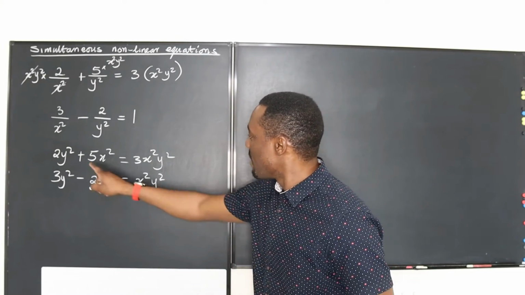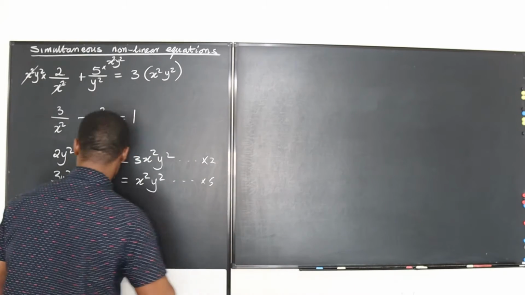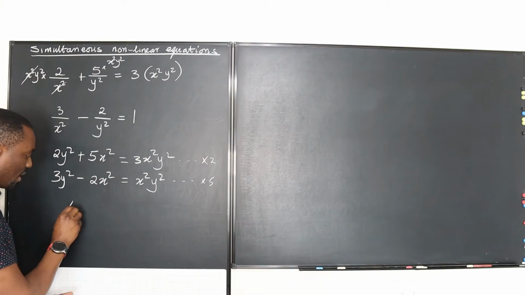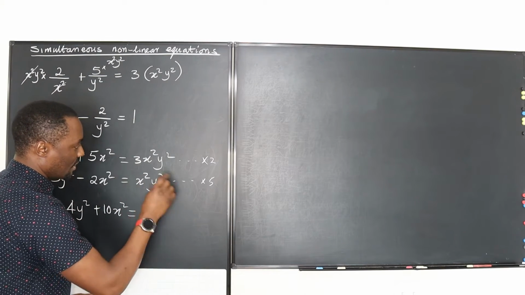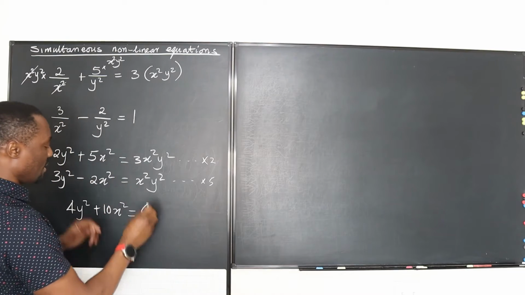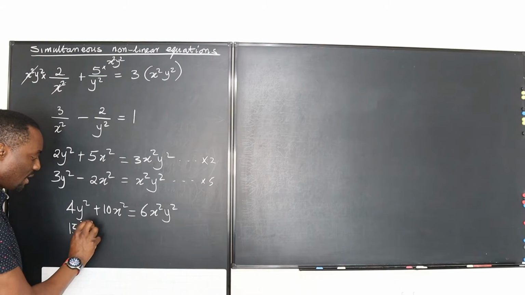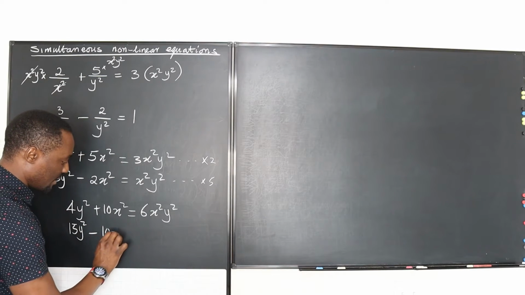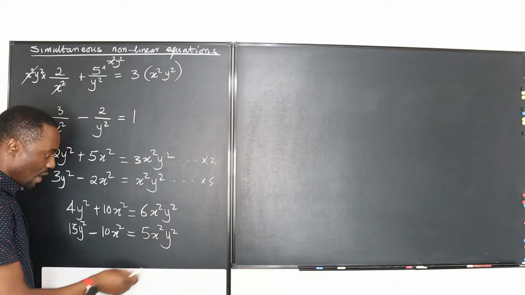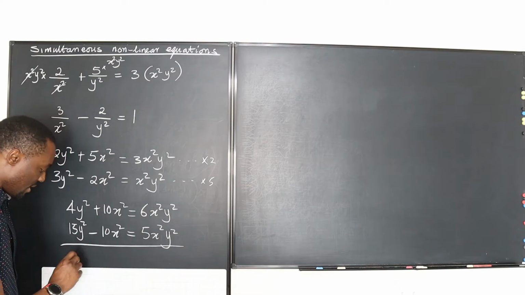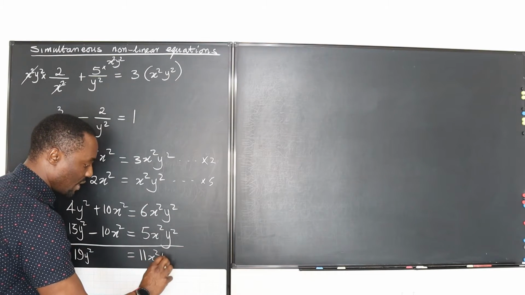So at this point, if I multiply this by 2 and this by 5, I'm going to end up with something similar to what we got before: 4y squared plus 10x squared equals 6x squared y squared, since we're multiplying by 2. And multiplying this by 5, you have 15y squared minus 10x squared equals 5x squared y squared. Now we can add these two and eliminate the middle. We're going to have 19y squared equal to 11x squared y squared.